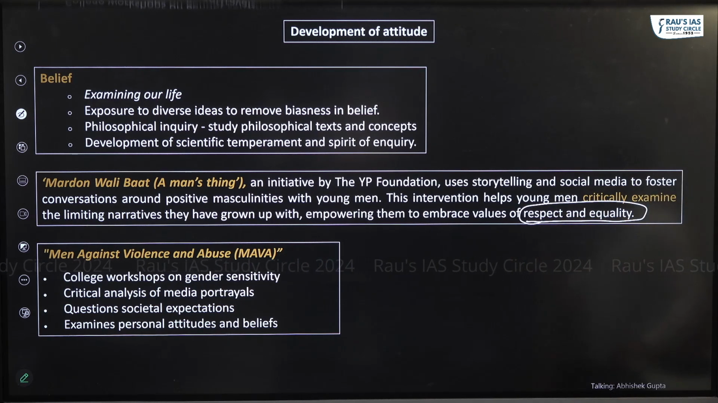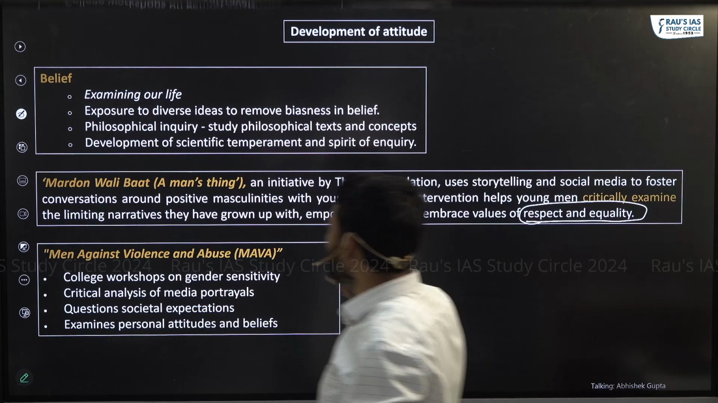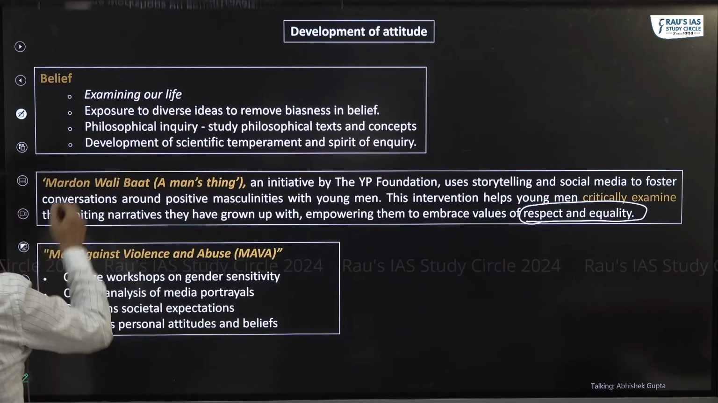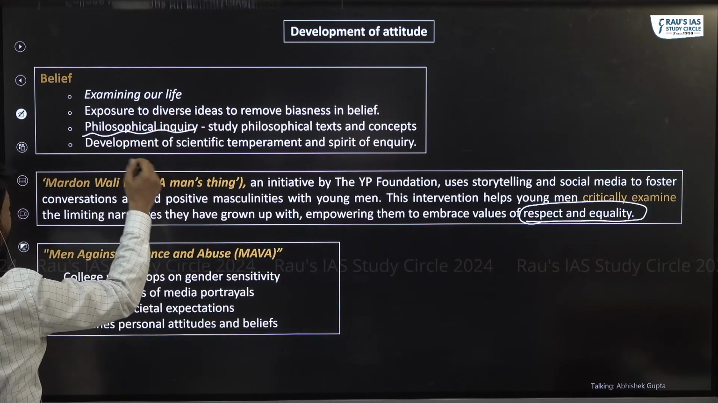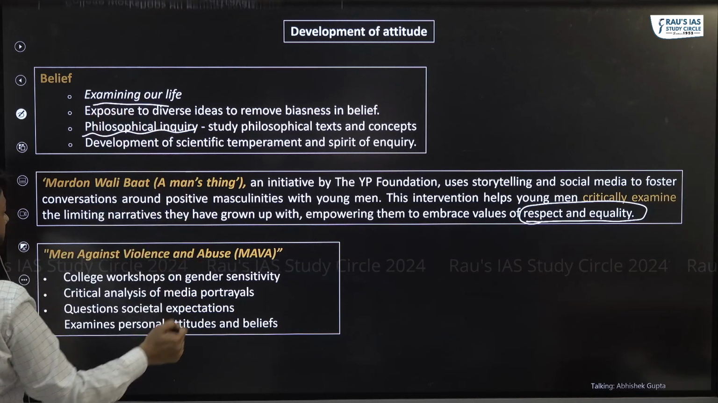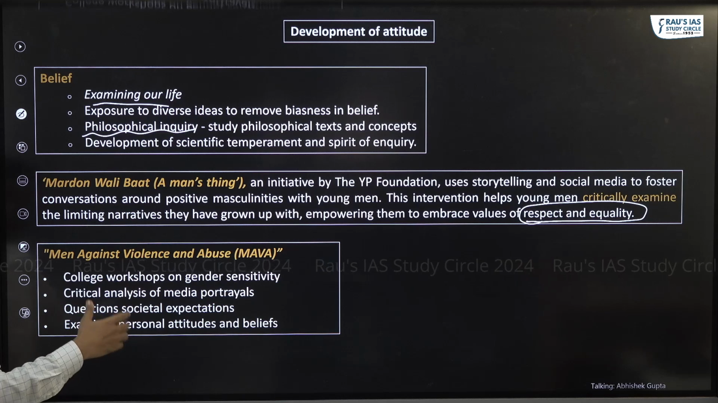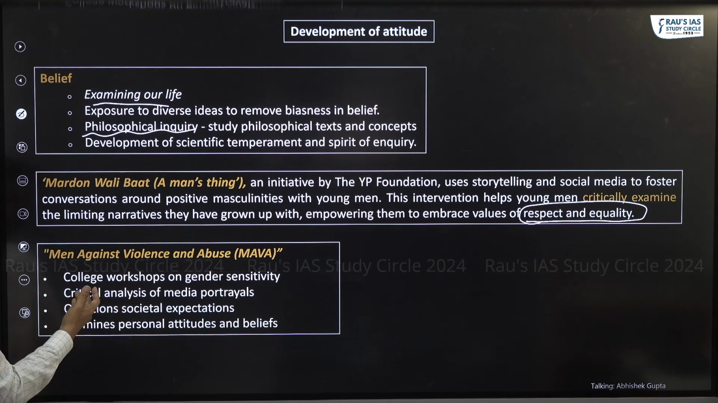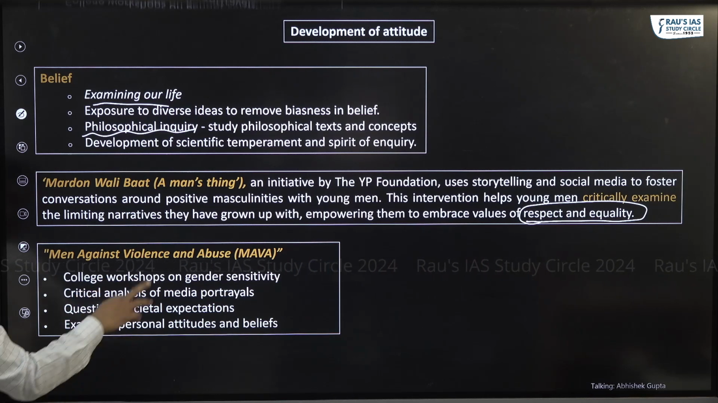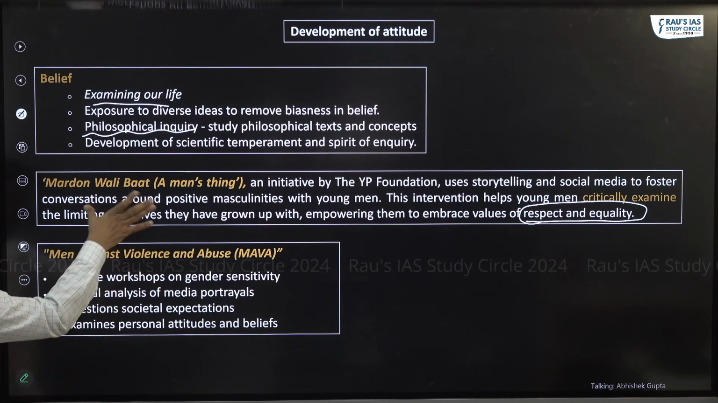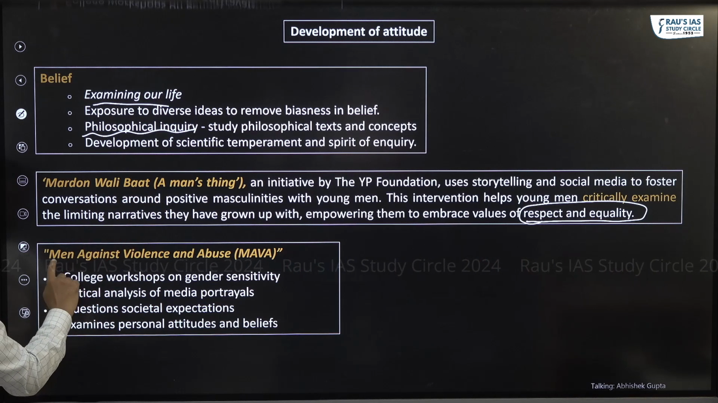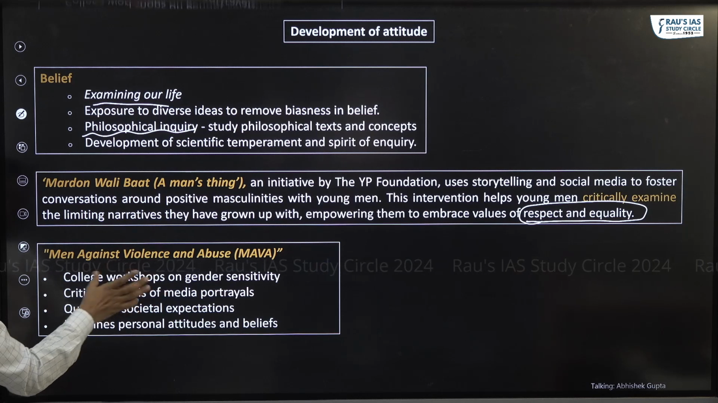So a conversation can start, and thought-provoking statements or discussion can actually help them examine their beliefs, if they are forced to do some philosophical inquiry, critical thinking, examine their life. Similarly, you can have other initiatives, not mentioned in the article, but you have to go beyond it. There are some initiatives in the Indian context like MAWA. This is also from the Indian context, Men Against Violence and Abuse, MAWA.